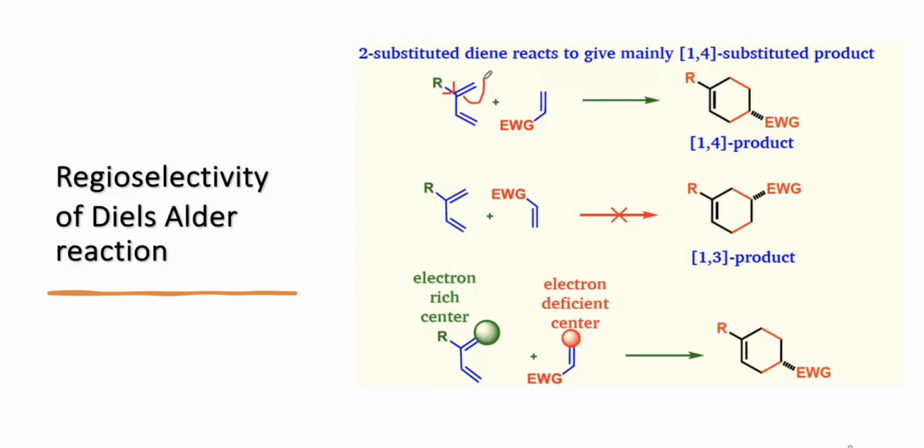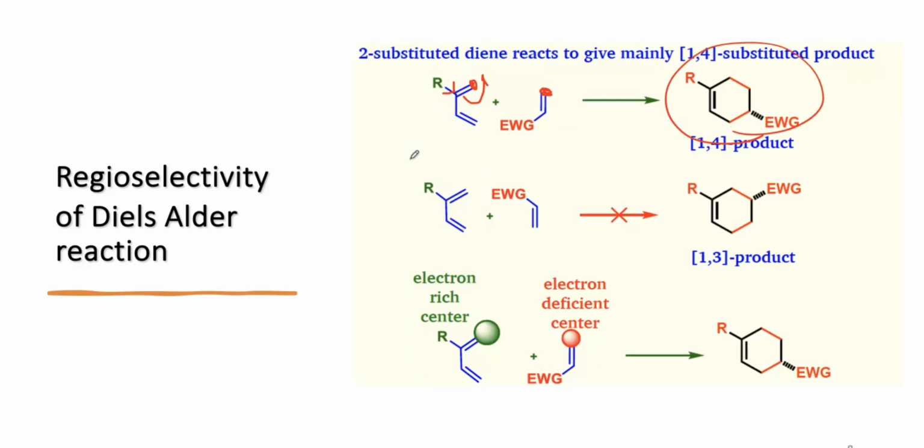So this will be the electron rich carbon and it is the electron deficient carbon. So the electron rich carbon and the electron deficient carbon will connect and it will result in the formation of this 1,4 product.